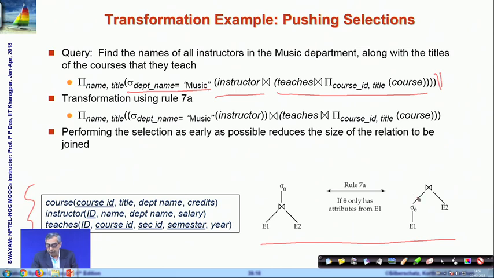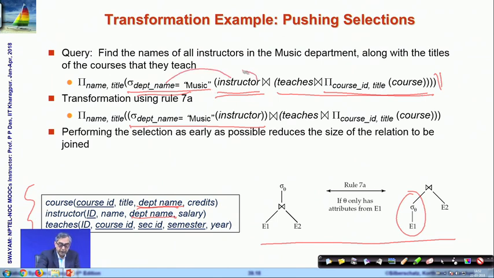But you would be able to do this selection early, because it involves the attribute department name, which is an attribute of instructor alone here. So, you should be able to first do this selection. Mind you, here courses also show that there is an attribute department name, but actually the courses is being used after projection. So, after projection in the projected relation there is no department name. So, department name is involved only in the instructor.